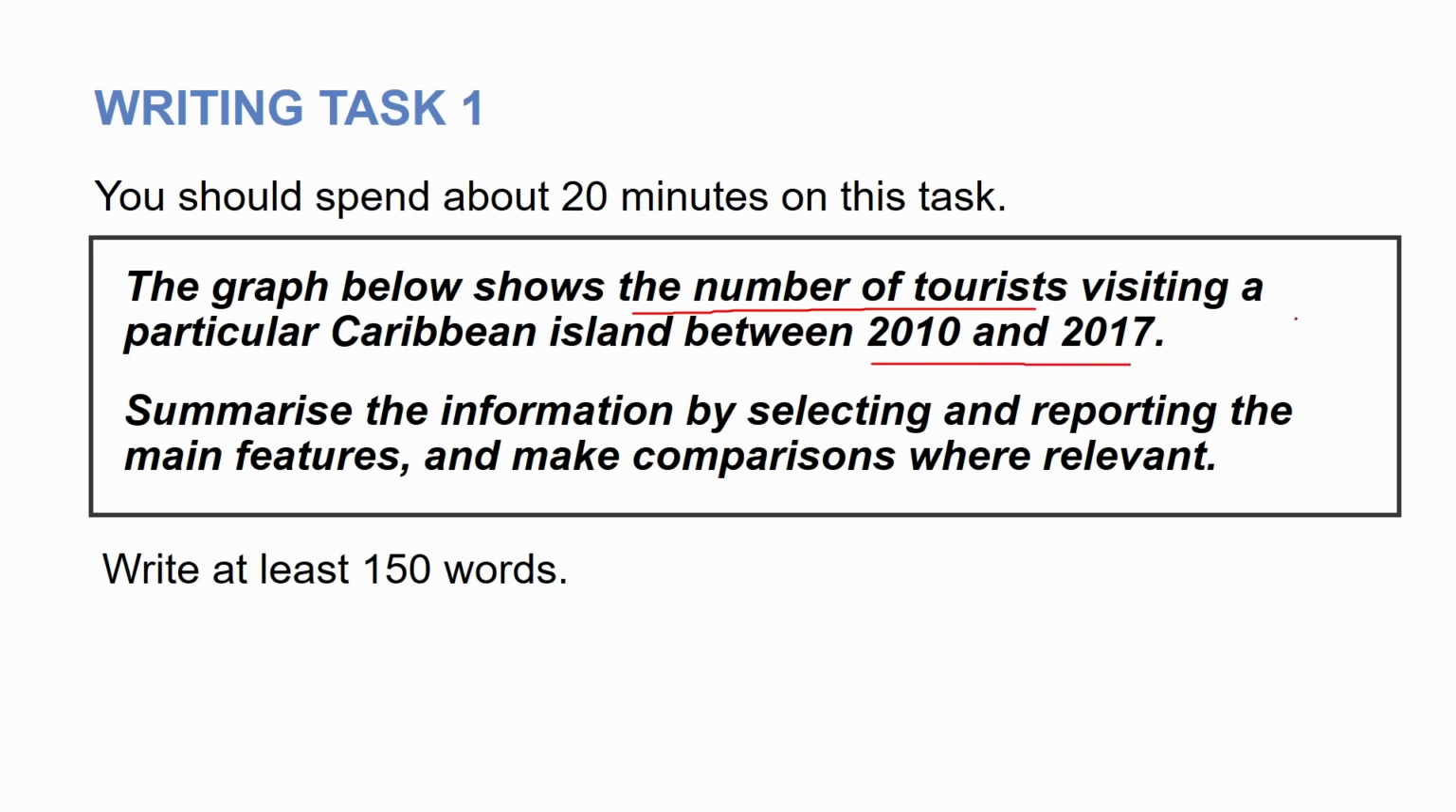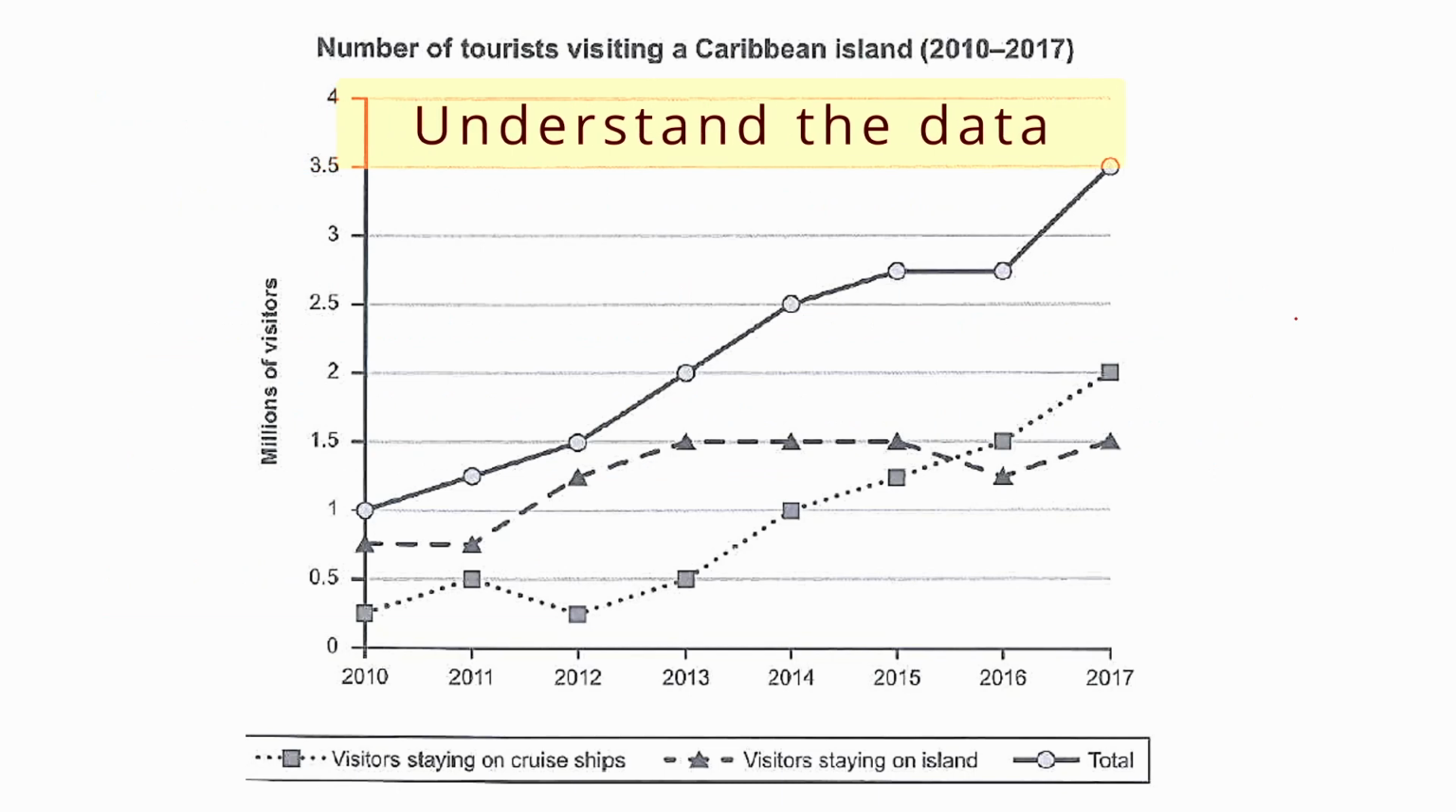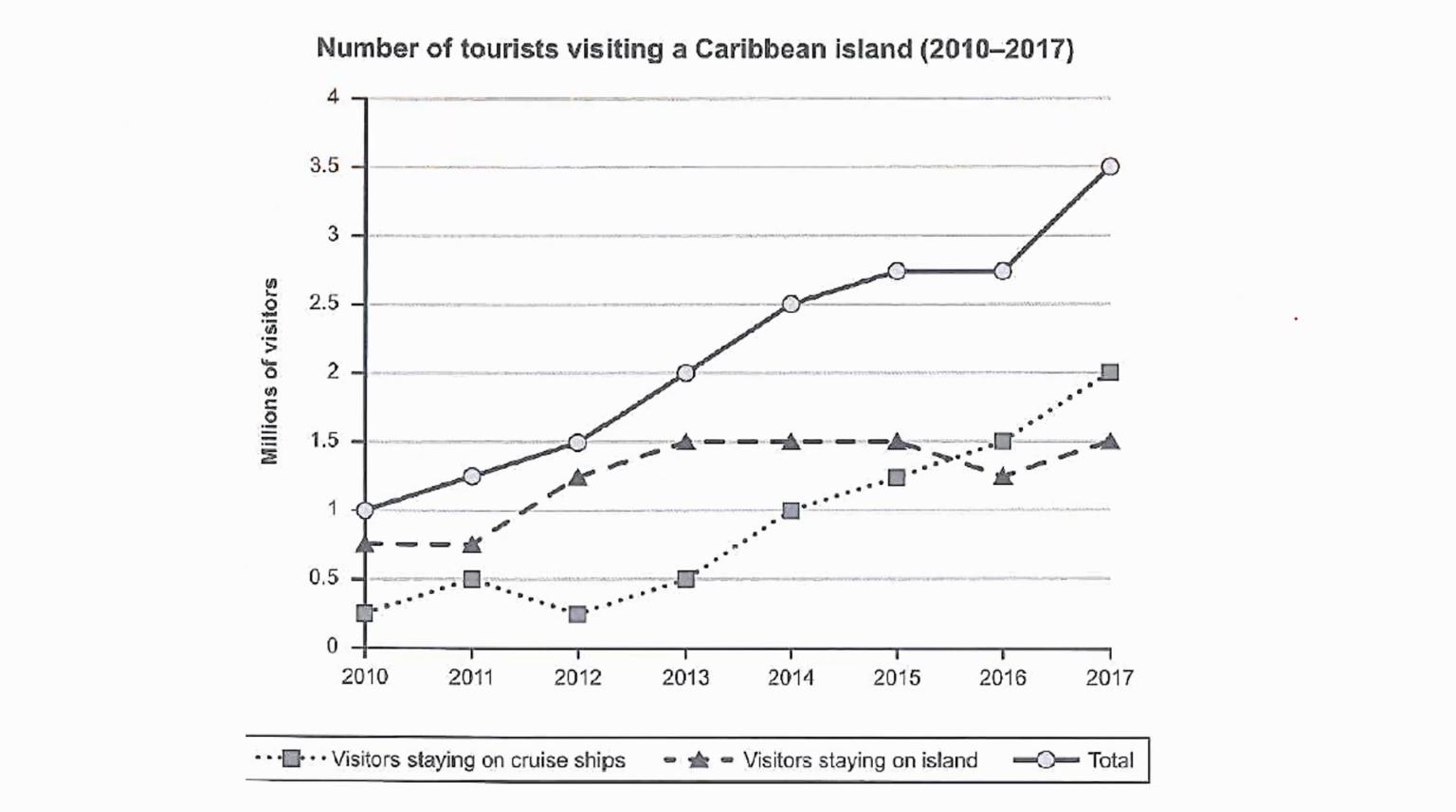As you know, the instruction is always the same in writing task 1. We need to summarize the information by selecting and reporting the main features. It means we cannot report every single point and also make comparisons where relevant. Now, step 2 is to spend some time on the data to understand it. Again, I've mentioned this before. At this stage, don't think too much about vocabulary. Just simply say up and down for changes, and later you can think about the words.